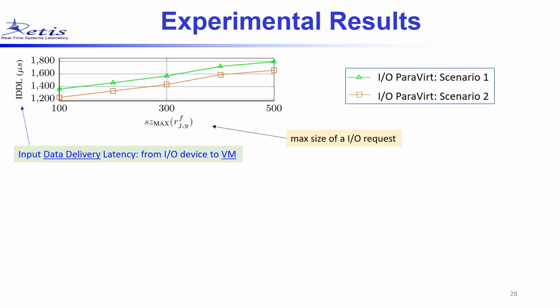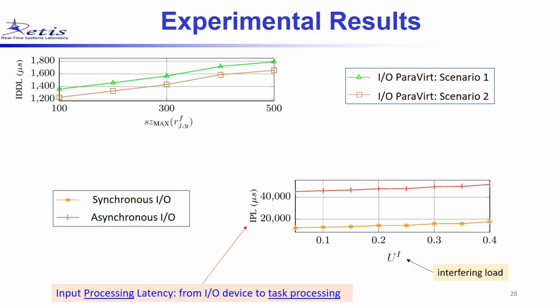We also compared I/O para-virtualization in the case in which memory buffers are allocated in the hypervisor memory, scenario 1, with the case in which memory buffers are in a shared portion of memory, scenario 2. In this chart, the comparison is done with respect to the EDDL, while varying the maximum size of an I/O request, and we can see that scenario 2 is performing better than scenario 1. Finally, we compared synchronous I/O with asynchronous I/O, showing that synchronous I/O performs better than asynchronous I/O in terms of input processing latency.